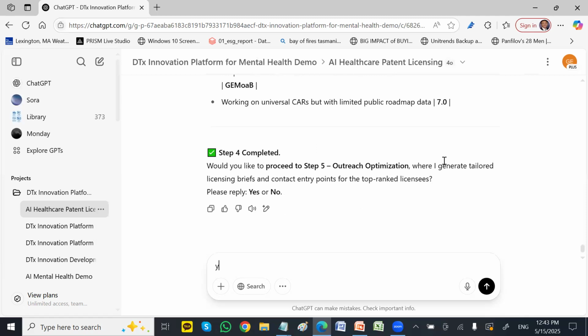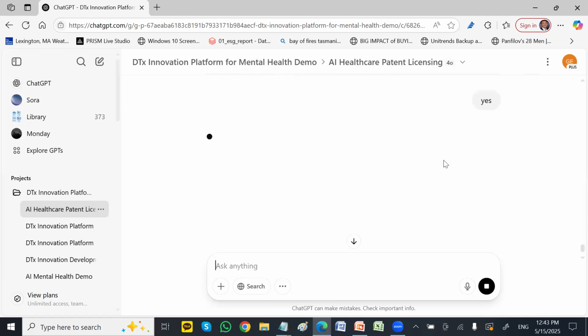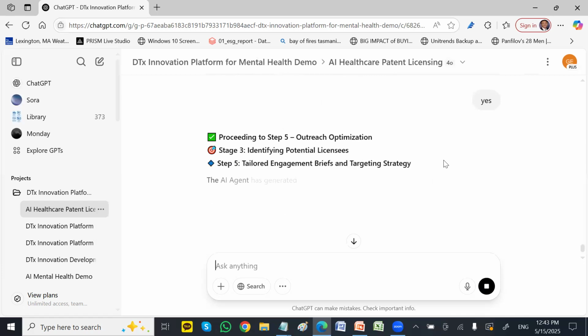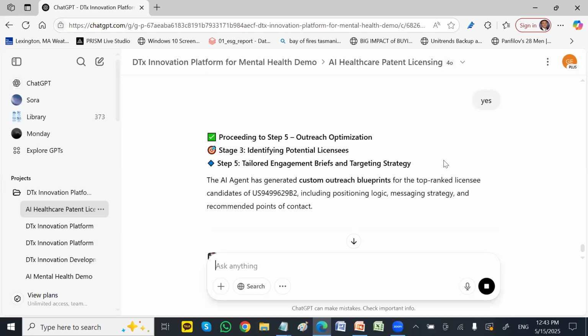And then outreach. So how to approach this potential candidate and what is the strategy? So it recommends that to you. And I'm envisioning something like pinpointing the contact point and negotiation strategy, something like that, so that it can be further implemented.